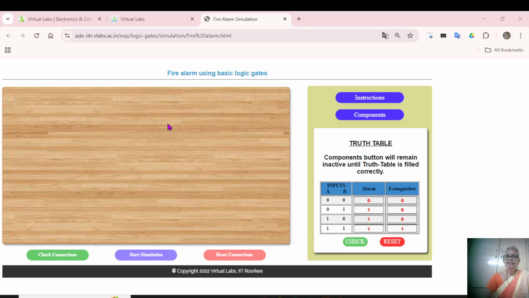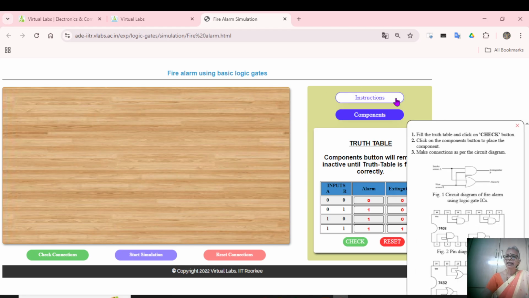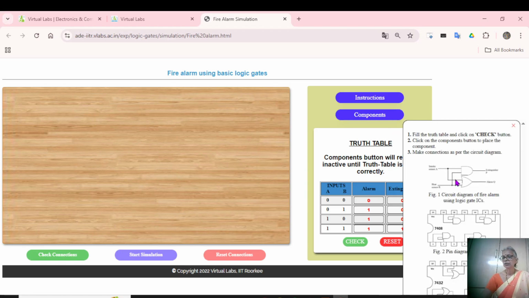Let us see, this is a virtual lab that I am using where you can do the experimentation, try out, practice as many times as possible. Basically, as you can see from here, this particular circuit is constructed using one AND gate and an OR gate. The AND gate is used to extinguish the fire, and the OR gate is used to raise an alarm.